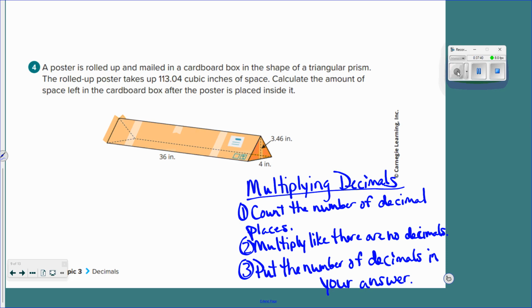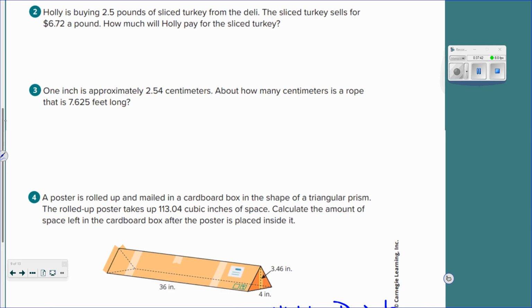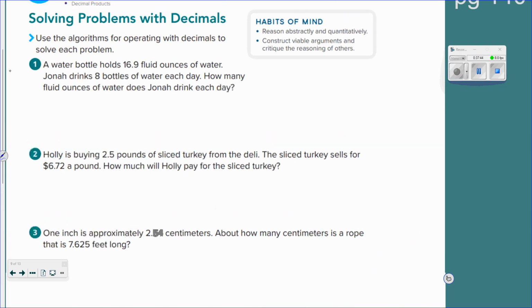I know, time flies, right? Guys, our first one. It holds 16 9/10 fluid ounces, drinks 8 bottles. So how many fluid ounces do they drink each day? Well, I'm doing 16 9/10 times 8. Here's how I do this, guys. When I'm looking, I count how many decimals do I have? 1. I just write it right here. Now I forget about it.